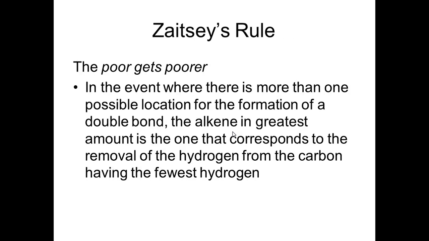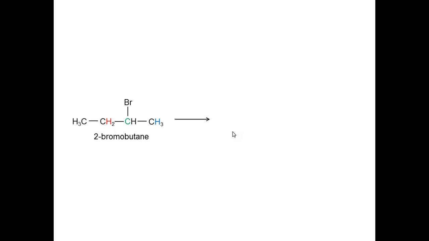The question is, where does that double bond form? And the rule that you're going to follow in this case, it's the opposite rule of the addition reaction, but this rule is actually called Zaitsev's rule, and the rule is the poor gets poorer. So in the event where there's more than one possible location for your double bond, the major alkene that's going to form is going to correspond to the carbon that has the fewest number of hydrogens.